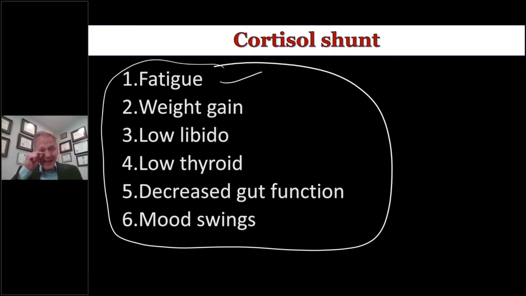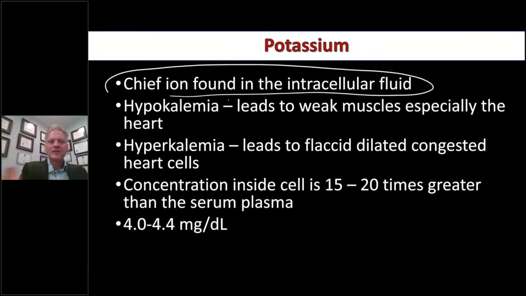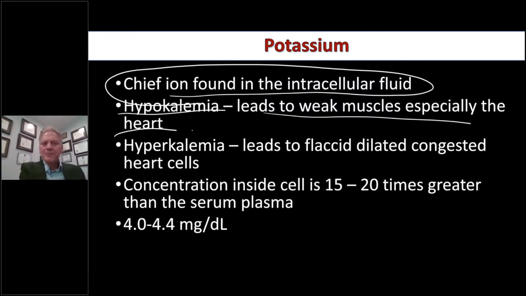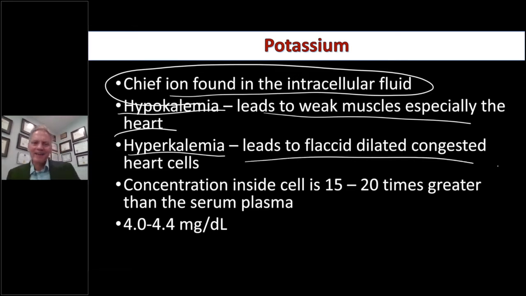Okay, so let's talk about potassium. We talked a little bit about it. It's the chief ion that's found intracellular. Hypokalemia, low potassium, leads to weak muscles, especially the heart. Hyperkalemia leads to flaccid, dilated, congested heart cells. So potassium is one thing you don't want to get wrong, right?